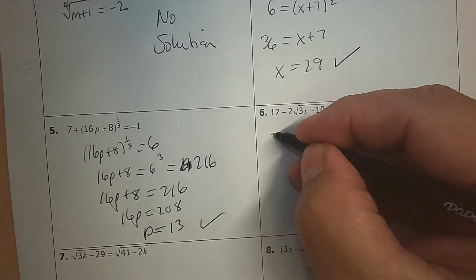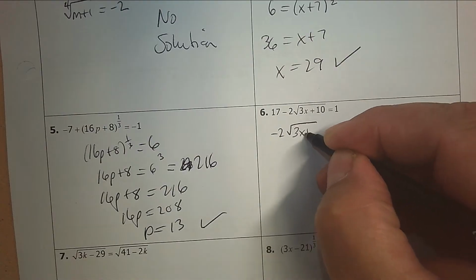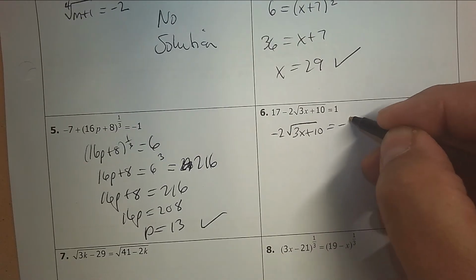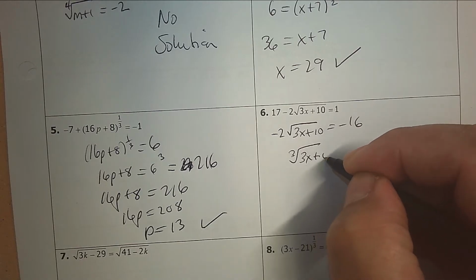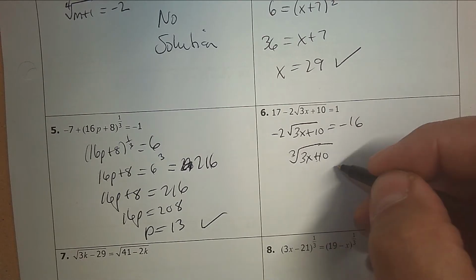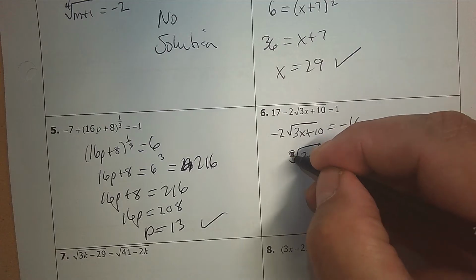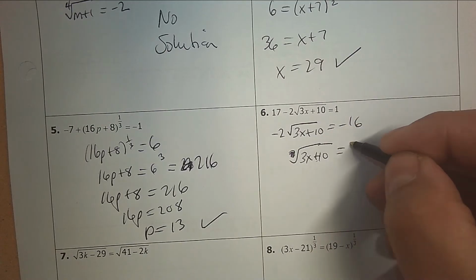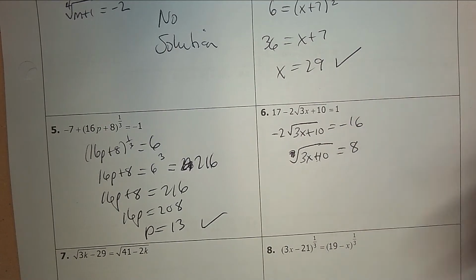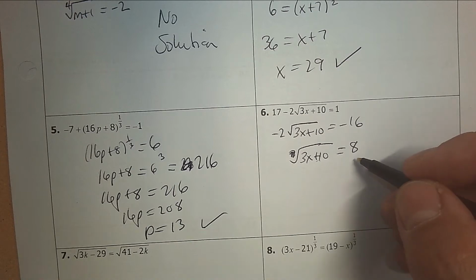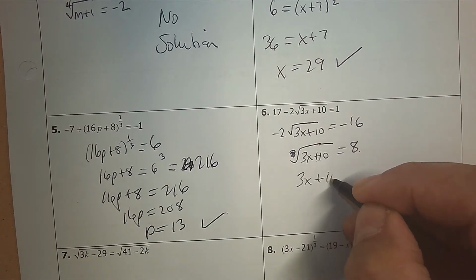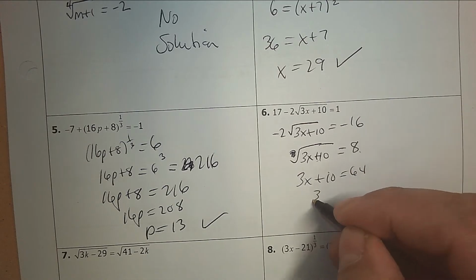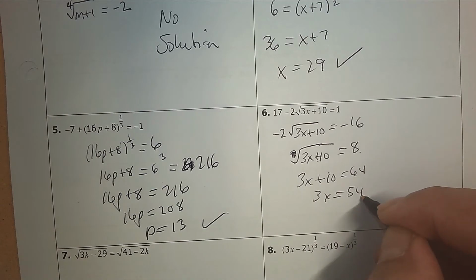Here, isolate the square root. So we're going to subtract and then we're going to divide. So it's good that it's equal to the square root or the cube root. The square root is equal to positive 8, so that's good. So there's not any extraneous solutions there because the square root equals a positive number. Square both sides. Subtract 10 and divide.